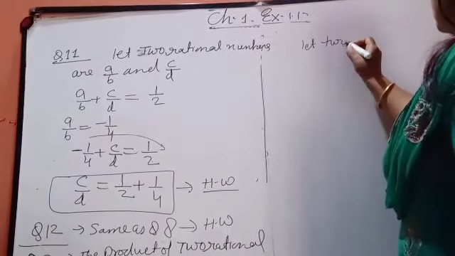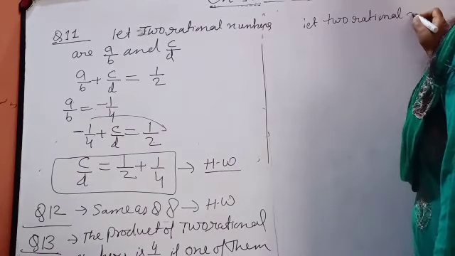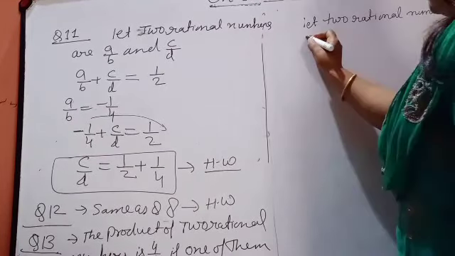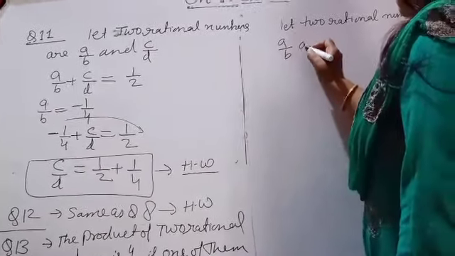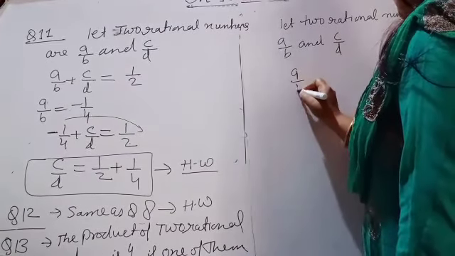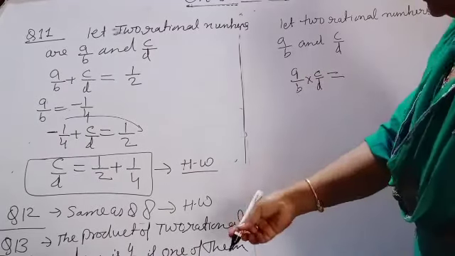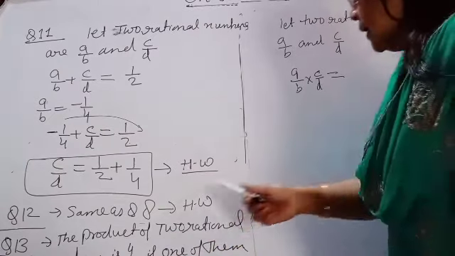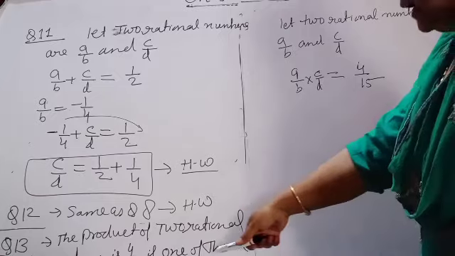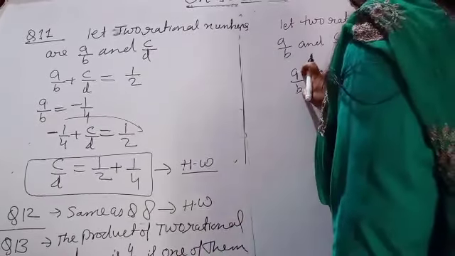The two rational numbers are, rational means we always take them in fractional form, A upon B and C upon D. Then their product is A upon B into C upon D. What is their product? The product of the two rational numbers is 4 upon 15.